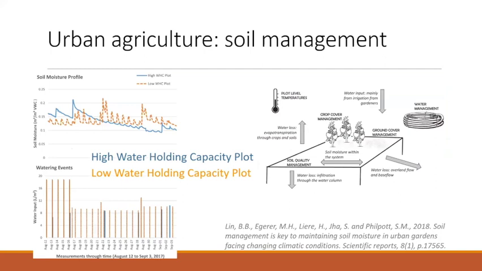Now, these urban farms or gardens can be a lot more easily manipulated or managed to whatever we desire them to be. And so that relates to, for instance, water holding capacity. These soil moisture measurements show that when you create a high water holding capacity plot, that reduces the need for irrigation. This example is from California, where obviously this is a big issue.